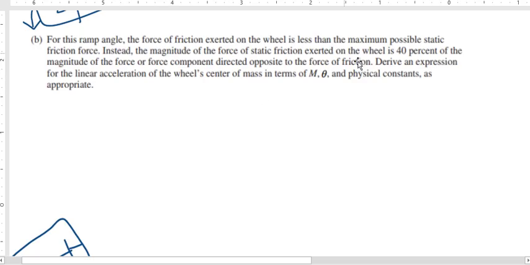Instead, the magnitude of the force of static friction exerted on the wheel is 40% of the magnitude of the force component directed in the opposite direction of the frictional force. That is evil. Derive an expression for the linear acceleration of the wheel's center of mass. That's a good thing, because it means we are just looking at the dot in the middle. The expression should be in terms of m, theta, and physical constants.